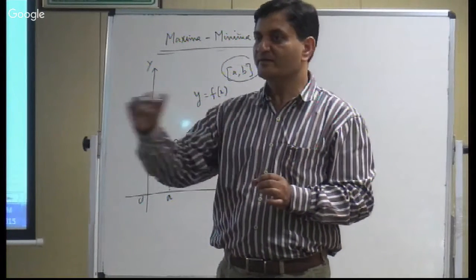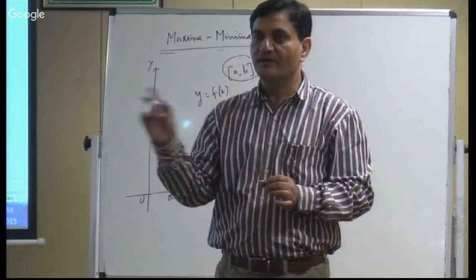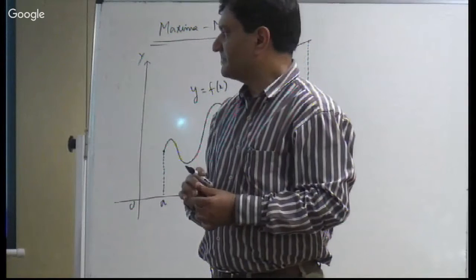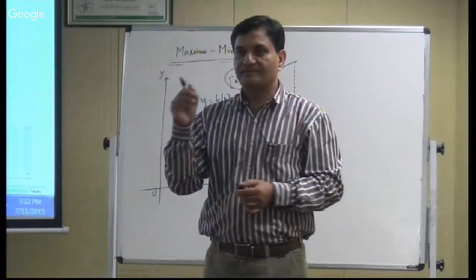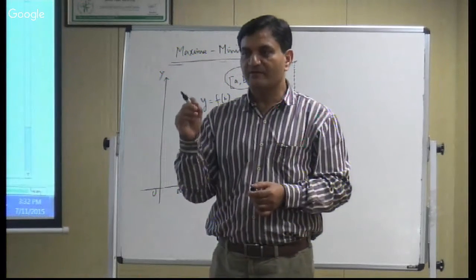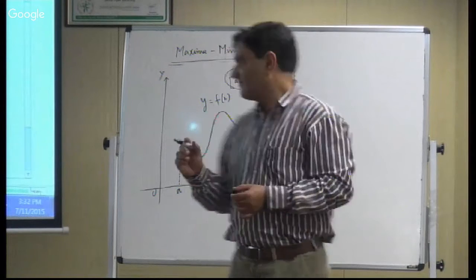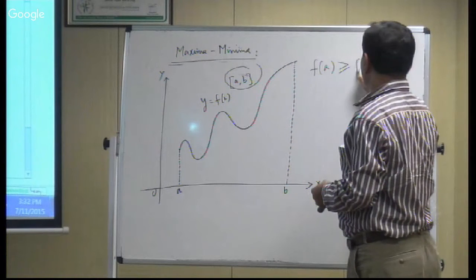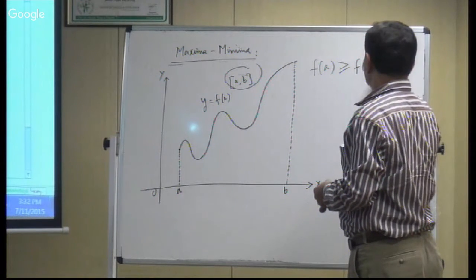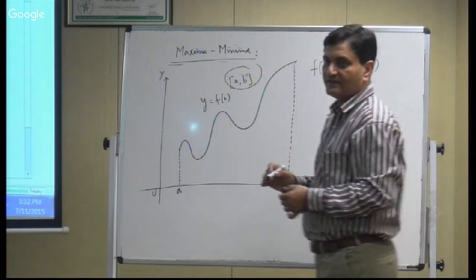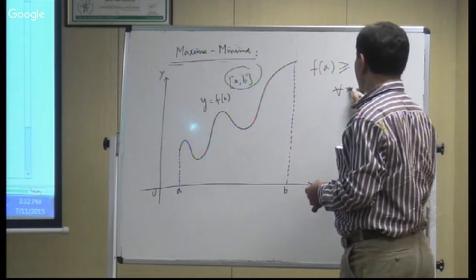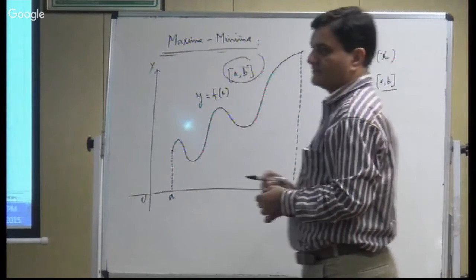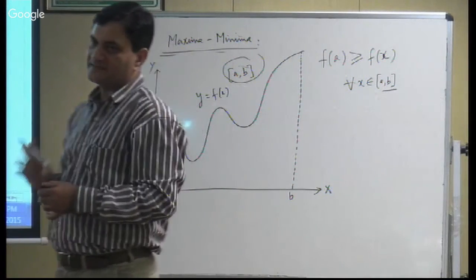It can be maximum at other points also, but in the whole domain, it should be the greatest value. So how will we define the points of absolute maxima? x equal to a will be a point of absolute maxima if f of a is greater than or equal to f of x for every x belonging to the domain, like in this case AB. Is that clear to you? That is absolute maxima and minima.